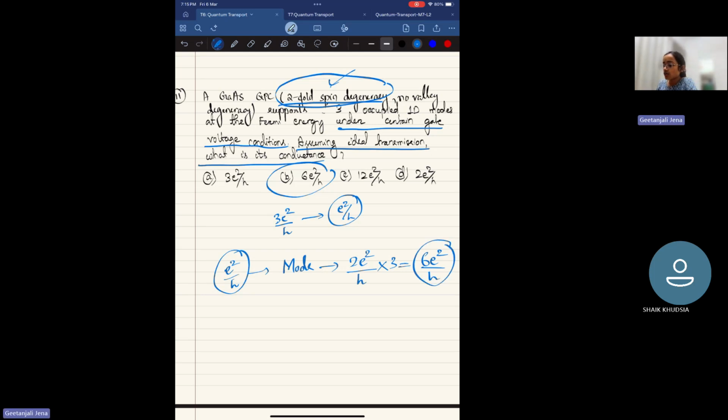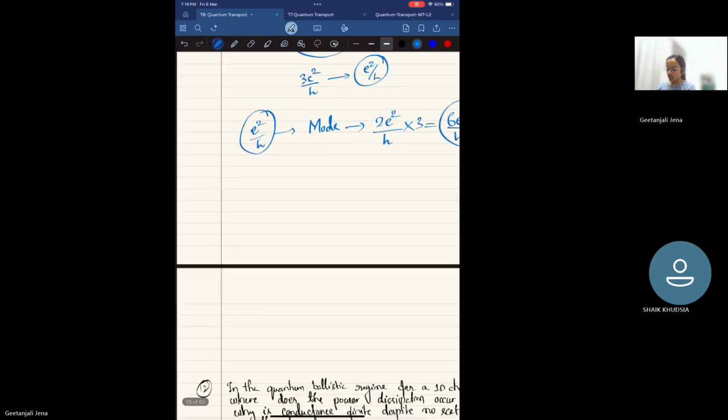And also if it was given that there is a valley degeneracy, then you need to take the valley degeneracy factor into account. If you recall, for bilayer graphene we have a valley degeneracy also. In addition to spin degeneracy, we have a valley degeneracy. So for that case, the conductance of each level is 4 times e square by h.